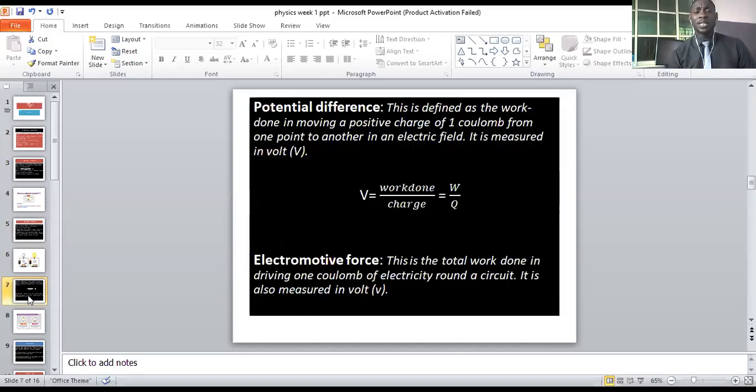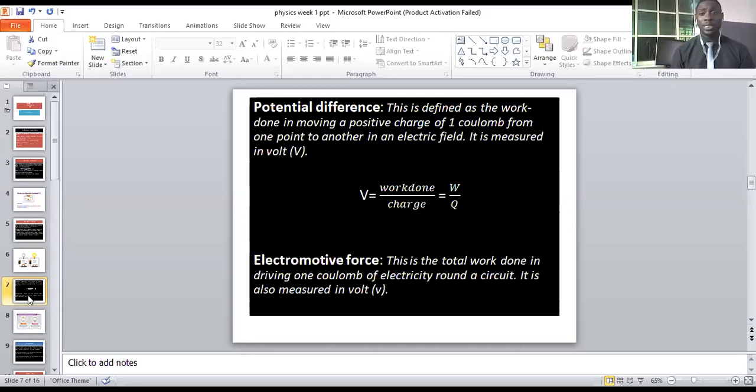What is the difference between the potential difference and electromotive force? In the case of potential difference, it is the work done in moving a positive charge from one point to another in the circuit. While electromotive force is the work done in moving 1 coulomb of electricity in a circuit, not from one point to another. It is in the whole circuit. Are you getting what I'm saying?